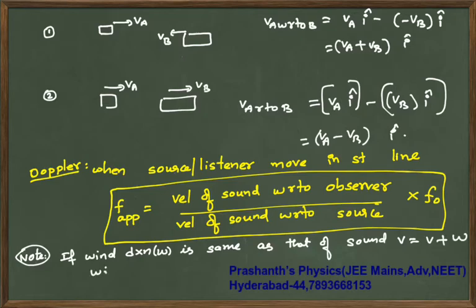And if the wind direction W is opposite to that of the sound velocity, then it is going to become V minus W. So keep this point in mind, and using this we will be doing a lot of questions and you will be able to do it easily. Please do remember this idea.